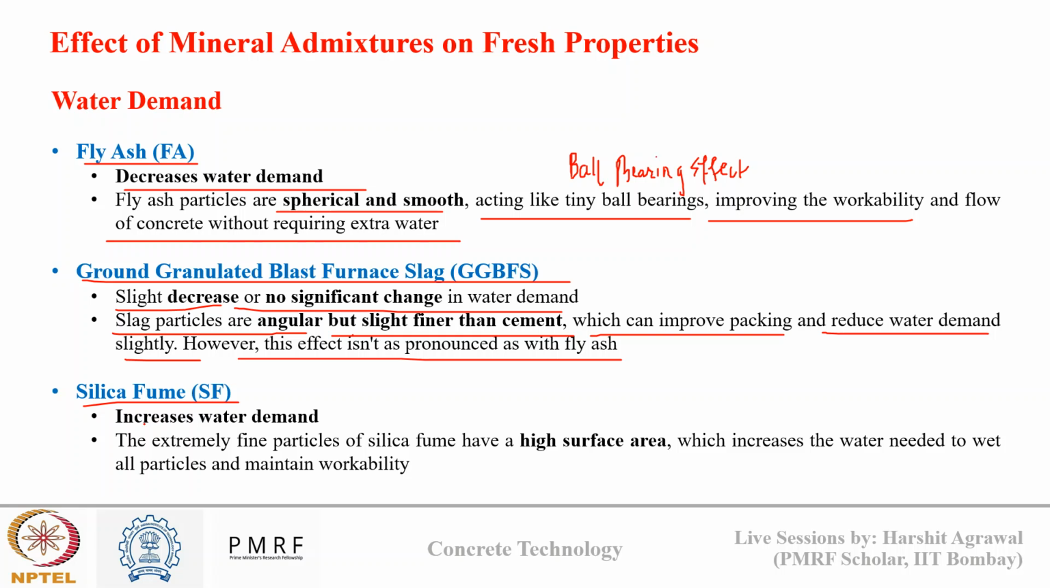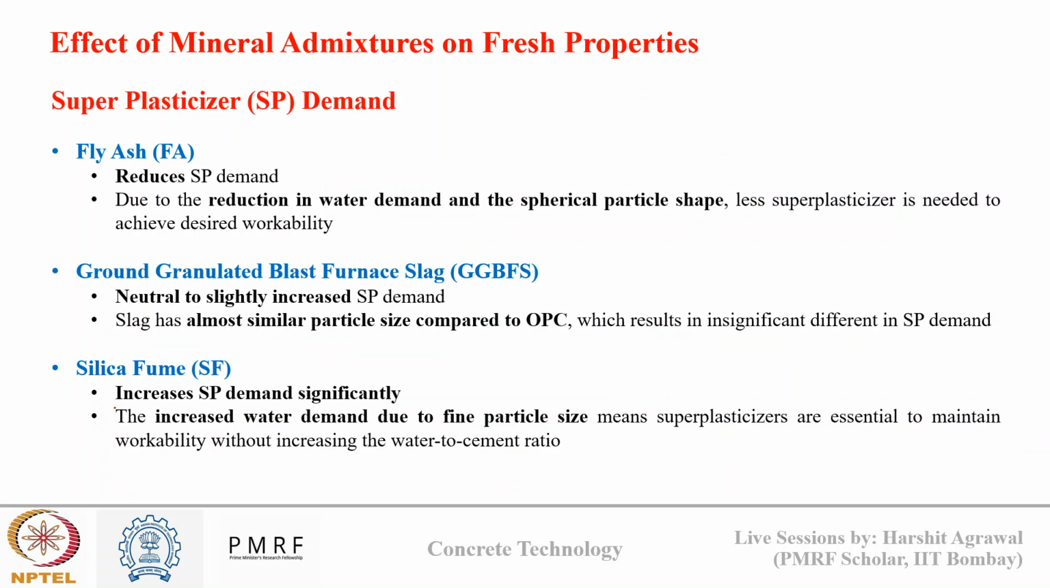However, in silica fume, there is an increase in water demand. Why? Because of the extremely fine particle size of silica fume, which has a higher surface area, which increases the water needed to wet all the particles and maintain the workability. So if I have added silica fume as a mineral admixture, it will increase the water demand, while fly ash decreases the water demand due to its ball bearing effect.